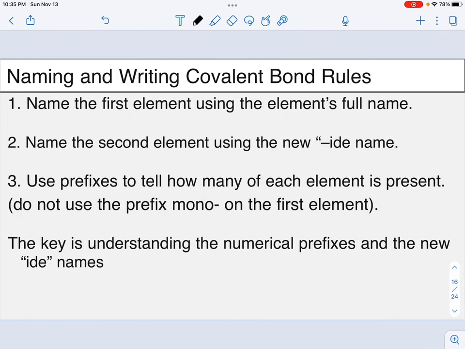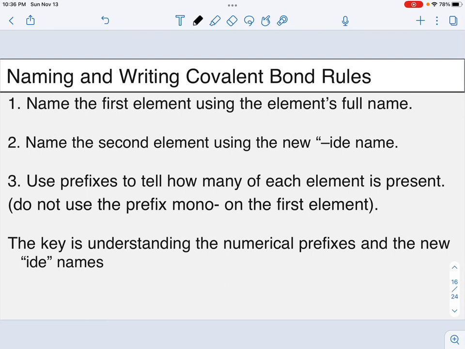This is just a quick recap on naming and writing covalent bond rules. First, name the first element using the element's normal full name. Nothing fancy about it. Rule number 2, name the second element using its new transformed ide name. So refer back to that list that you just created. It's going to take some time, but I believe that with time, you're not even going to have to look at the list, because all of them basically end in ide, and you'll get the hang of it as time goes on.